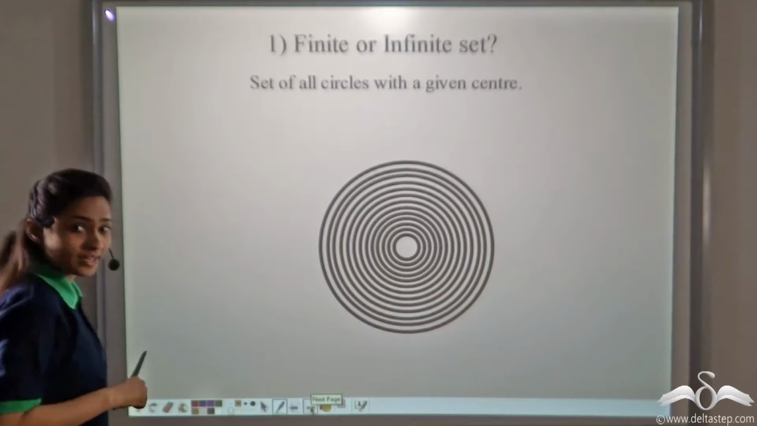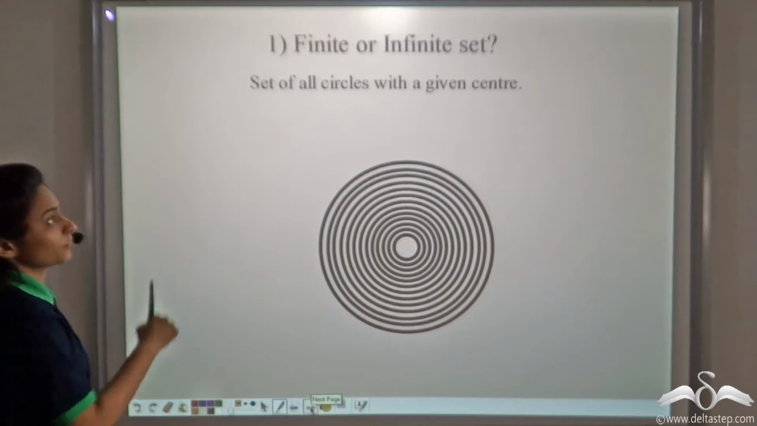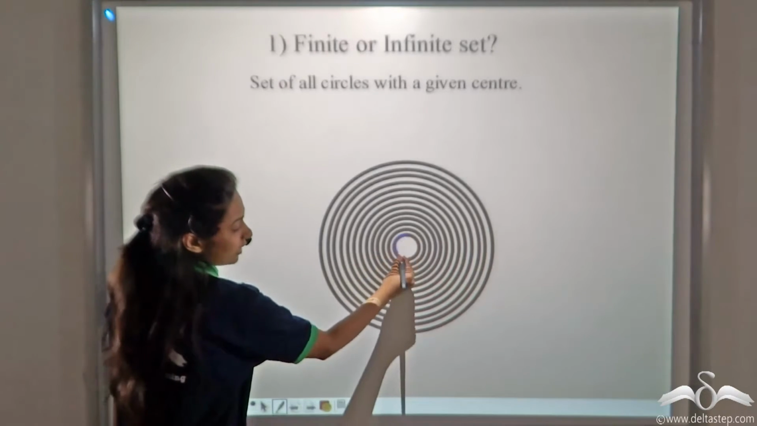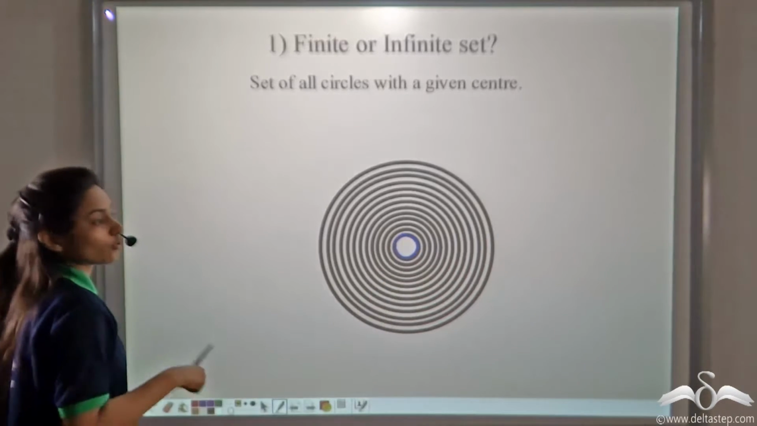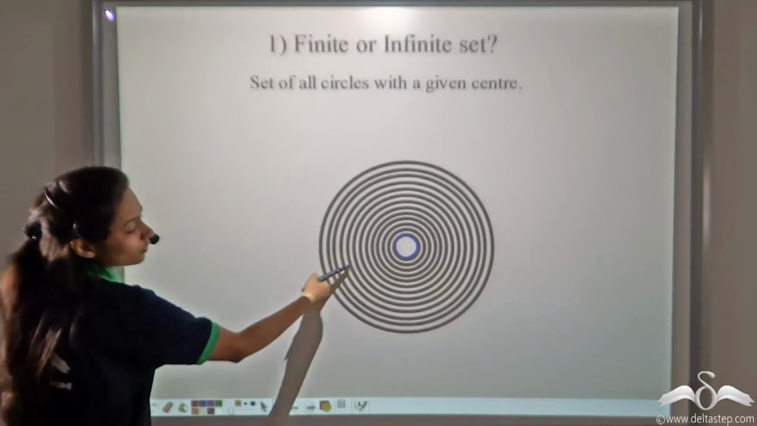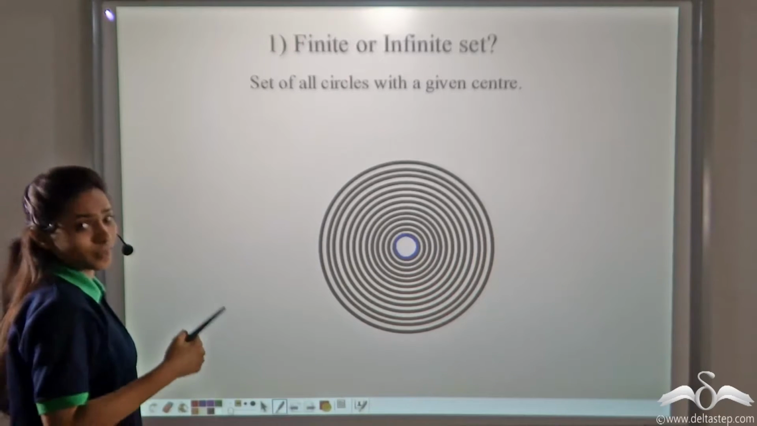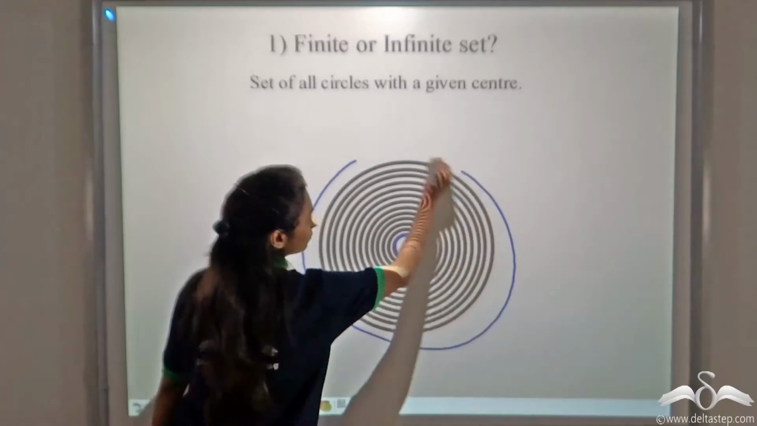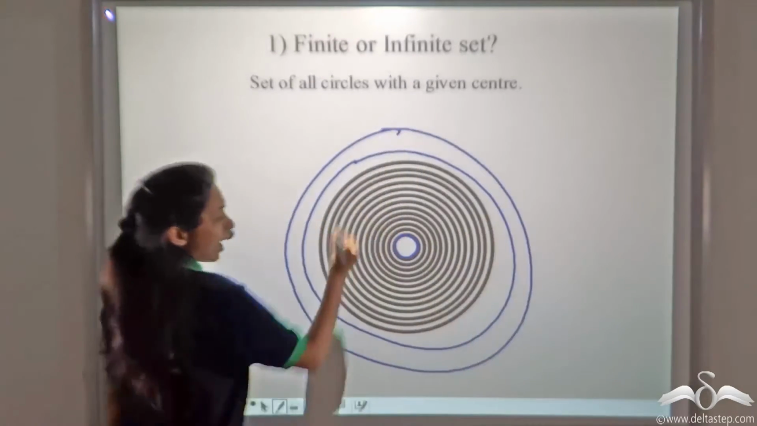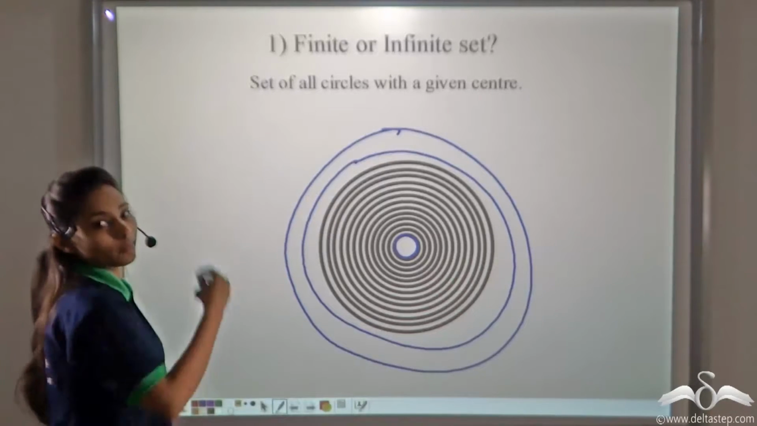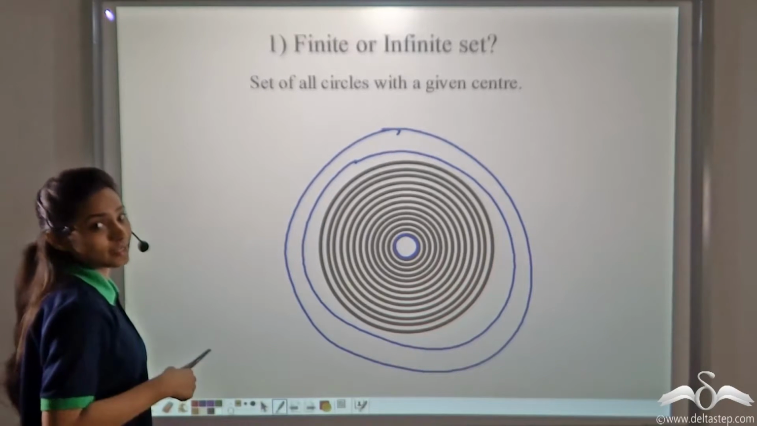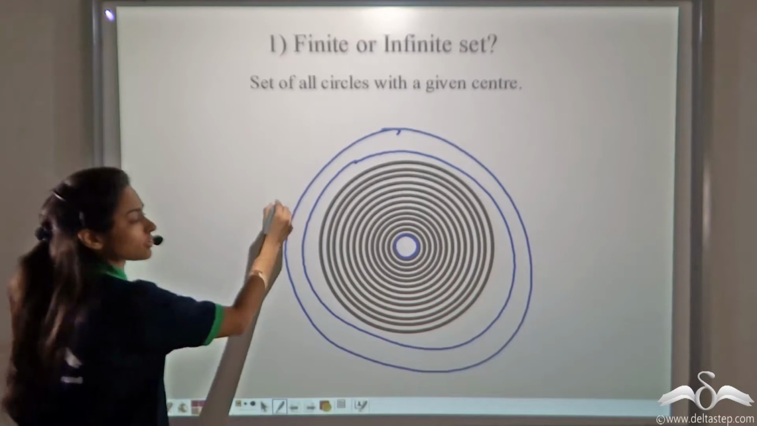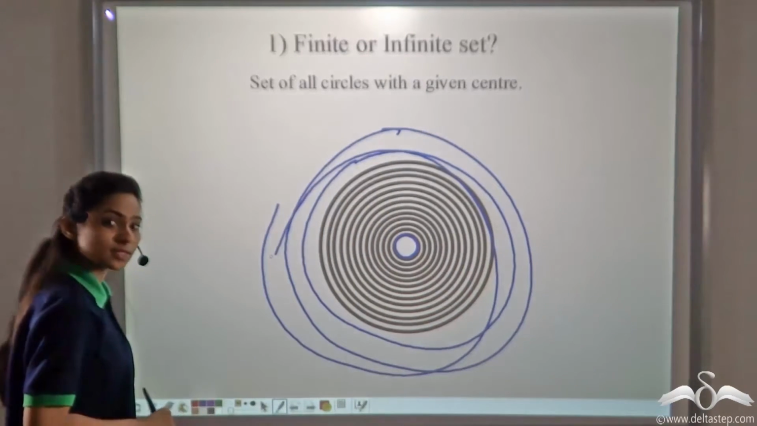Well, you have understood finite and infinite sets. So, answer this. Set of all circles with a given center. Now, suppose I was given this center and someone asked me to draw circles around it. So, I drew these many circles. Does that mean I cannot draw any more circles? No, I can draw more circles. And in this manner, I can go on drawing more circles. So, is this a finite set or an infinite set? This is an infinite set because I can draw many circles around this center.